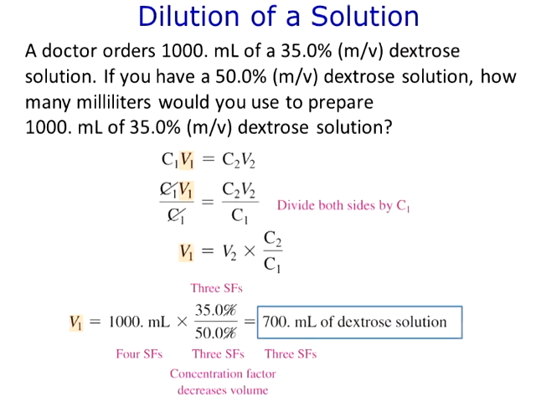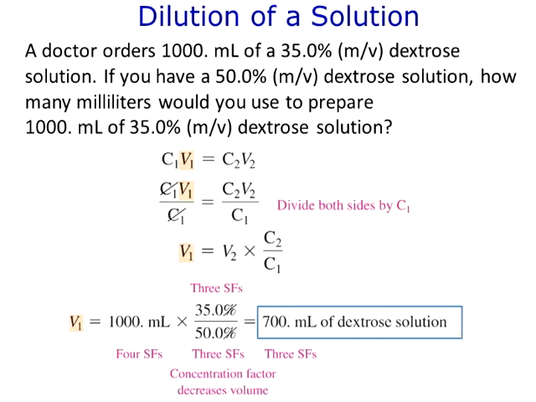Another example. In this case, we have percent solutions, but it still all works the same. A doctor orders 1,000. mL, and note this has 4 sig figs because there's a decimal added, of a 35.0% dextrose solution. If you have a 50% dextrose solution, how many milliliters would you use to prepare the 1,000. mL of 35% solution? So this is again a classical C1 V1 equals C2 V2.